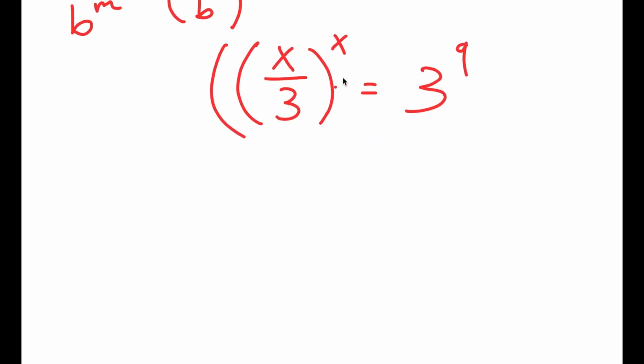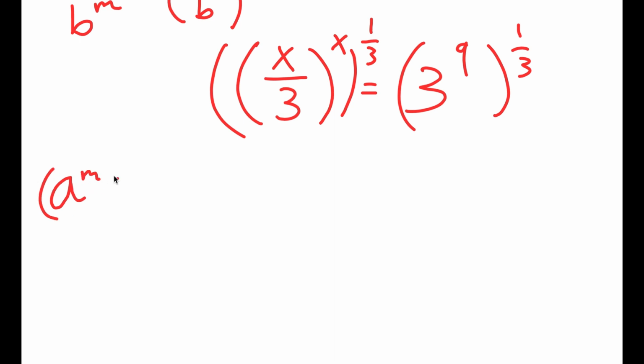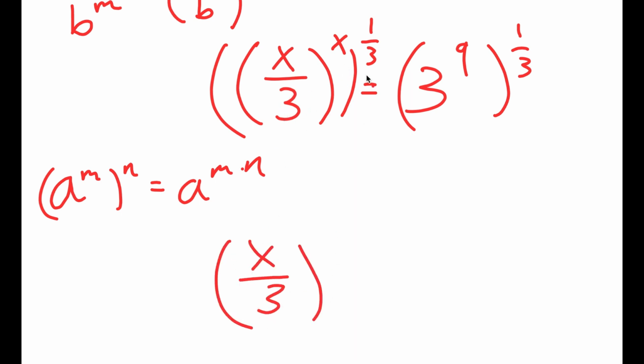Now, I'm going to take the power of 1 over 3 on both sides. So now I can use yet again another property, a to the power of m to the power of n is equal to a to the power of m times n. So x over 3 to the power of x to the power of 1 over 3 is going to equal x over 3 to the power of x times 1 over 3, which is x over 3. And 3 to the power of 9 to the power of 1 over 3 is going to equal 3 to the power of 9 times 1 over 3, which is just 3 to the power of 3.